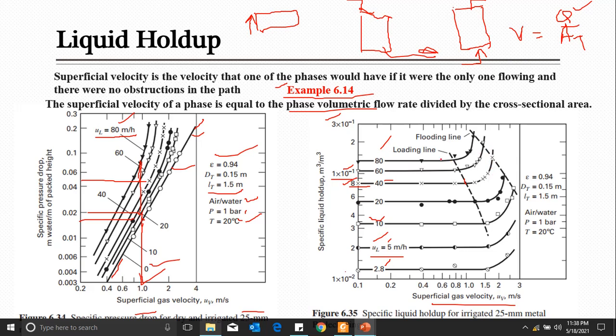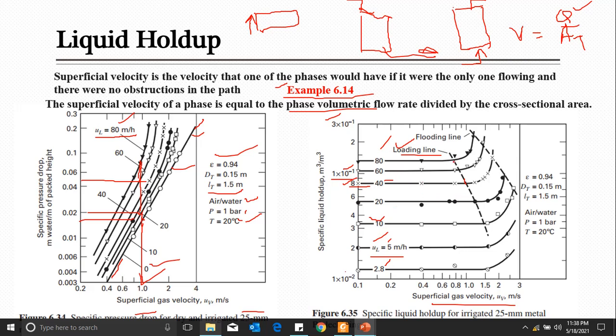So here you can observe that in all of these cases there is some dotted line, and he is calling it the loading line. So this is the point up to where the maximum superficial gas velocity can be achieved without disturbing the liquid hold up on the surface of the packing.